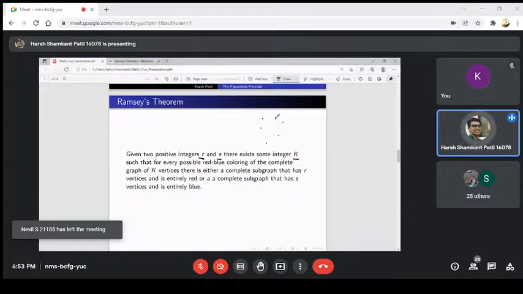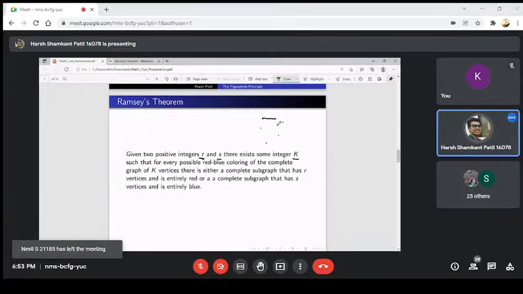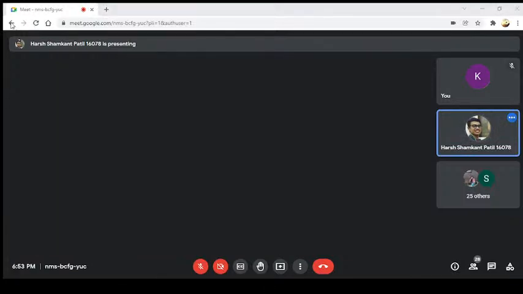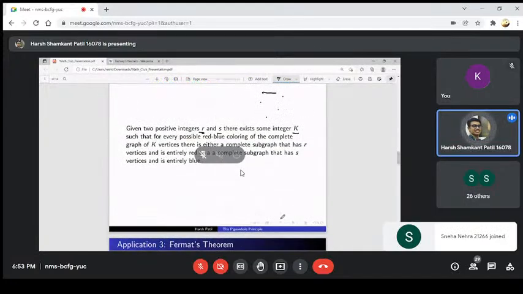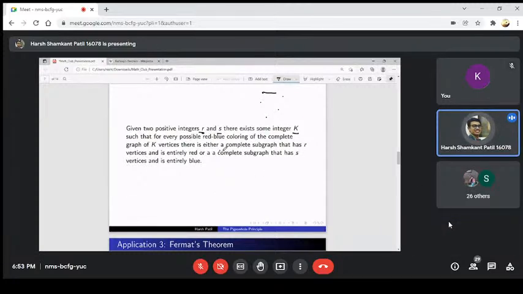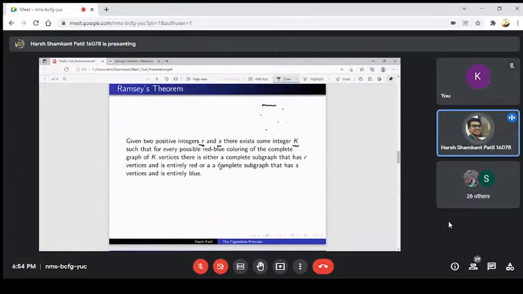So a complete graph on these, how many are there? 6 vertices. So what we had here was the complete graph on 6 vertices. You can have a complete graph on any number of vertices. So if I take this complete graph and I color the edges red or blue, then any possible such coloring will either have a complete subgraph of r vertices which is red, or a complete subgraph of s vertices which is entirely blue.